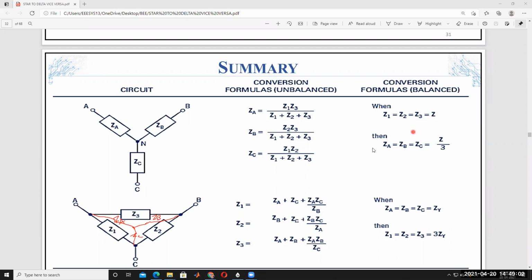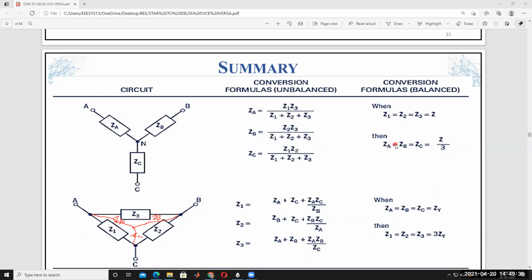What is ZB? ZB is equal to Z2 into Z3 divided by Z1 plus Z2 plus Z3. Similarly, ZC is equal to Z1 into Z2 divided by Z1 plus Z2 plus Z3. If Z1, Z2, Z3 are all equal to Z, then ZA is equal to ZB is equal to ZC is equal to Z by 3.